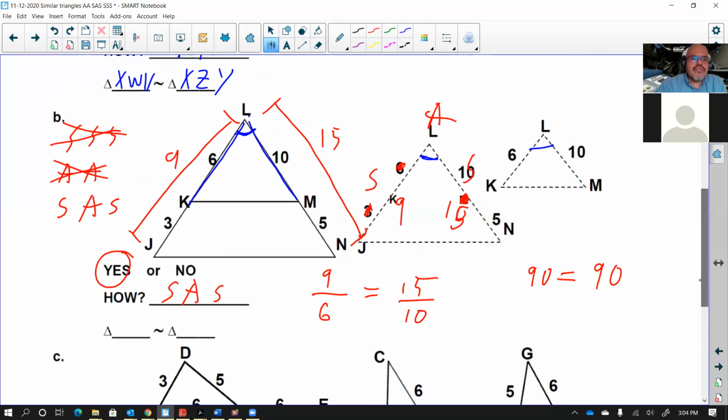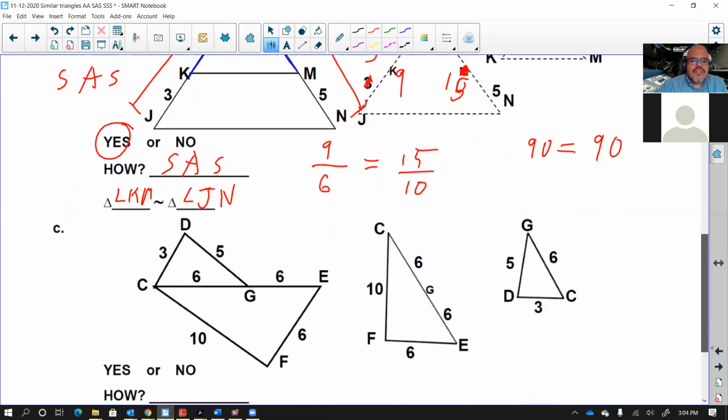Oh, and the triangles, just to name it, I always start with the angle that they have in common. So KLM, and then LJN.